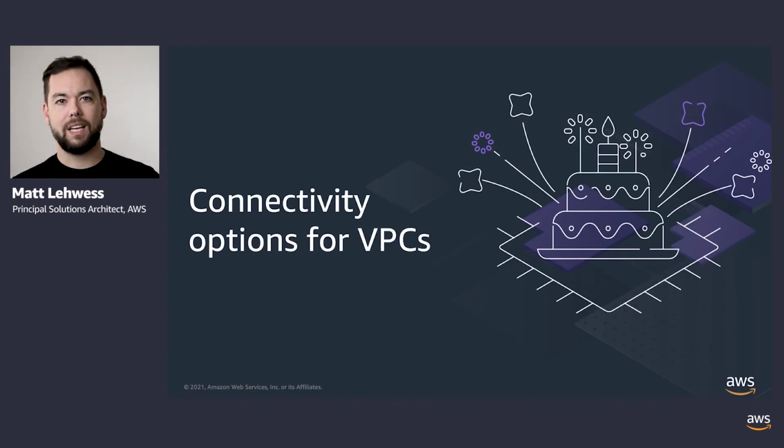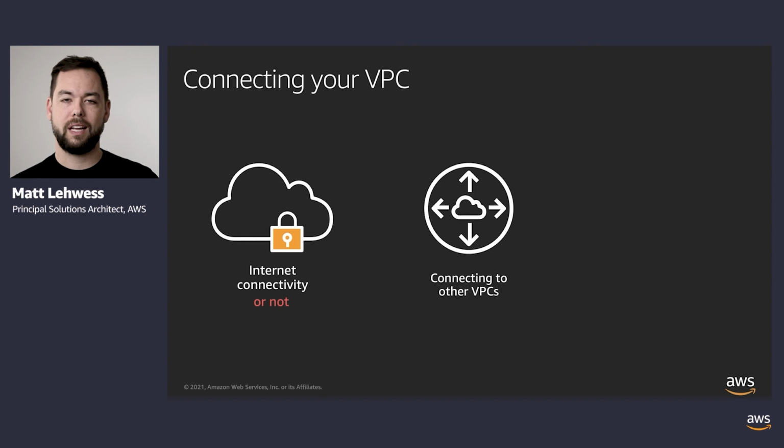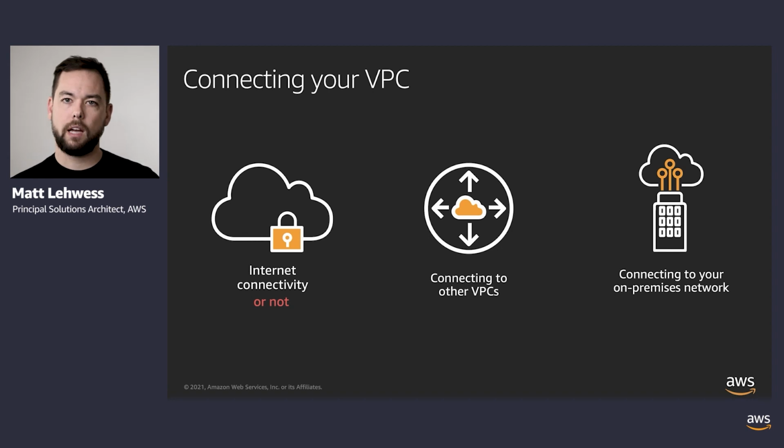All right, let's move on to connectivity options for your VPCs. And so connecting to your VPC, you might want internet connectivity, or maybe not. Maybe you don't want internet connectivity. You might want to connect to other VPCs. So a lot of customers start with one VPC and then move into many VPCs in their environment. And so in a lot of cases, you'll want to connect those VPCs together. Lastly, we're not going to cover too much on this, only a little bit. Some of our other sessions are covering more of our on-premises connectivity, but we do have the ability to connect to your on-premises network via things like AWS Direct Connect and our VPN as well.